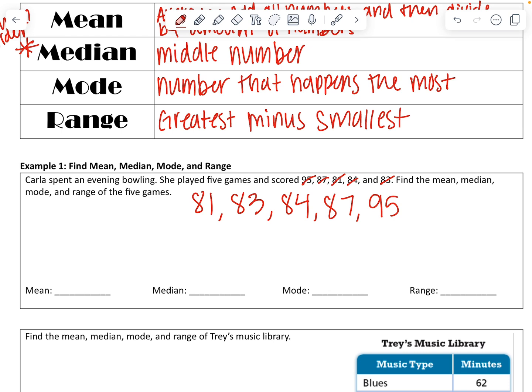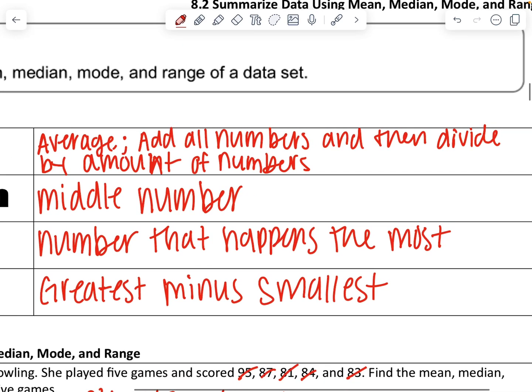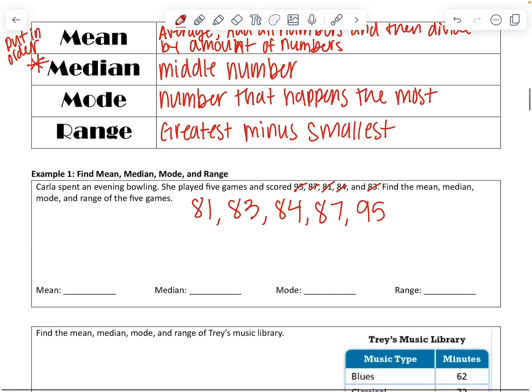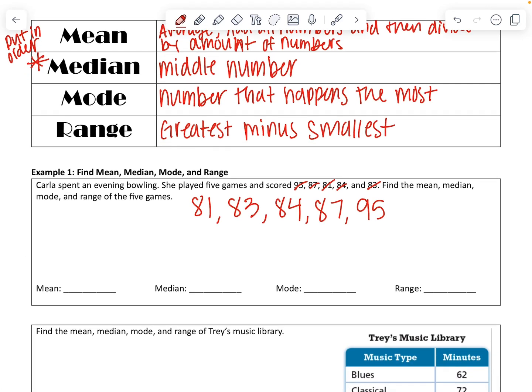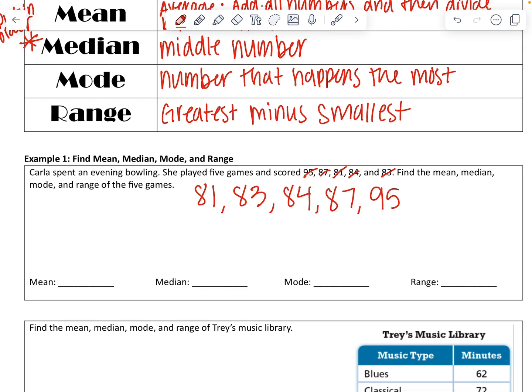You can start with any one that you want. For the mean, I'm just going to go in order, but you can do it however you want. For the mean, we add them all up and then divide by the amount of numbers, and there's 5 numbers. You can use a calculator, so go ahead and grab one if you haven't. We're going to do 81 plus 83 plus 84 plus 87 plus 95. I got 430. Then we divide that by 5 because there's 5 numbers, and we should get 86.